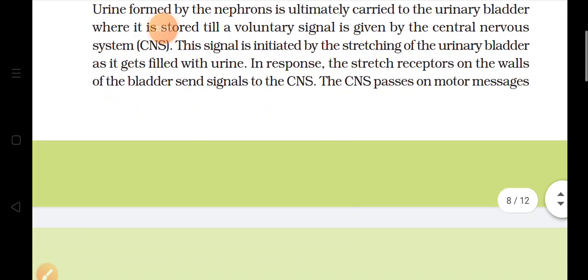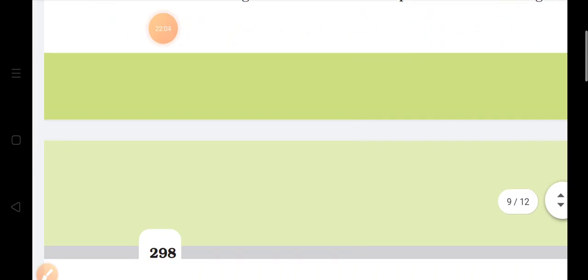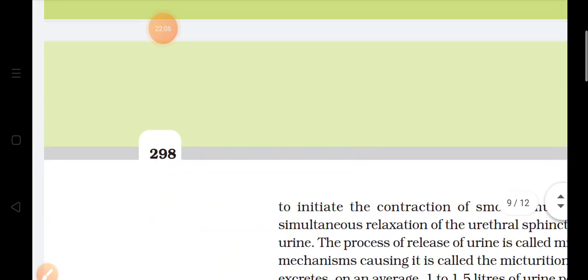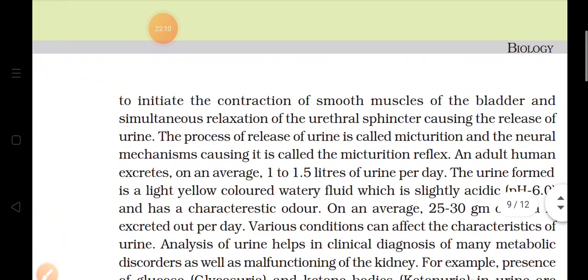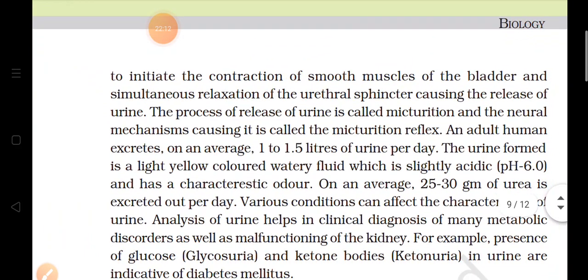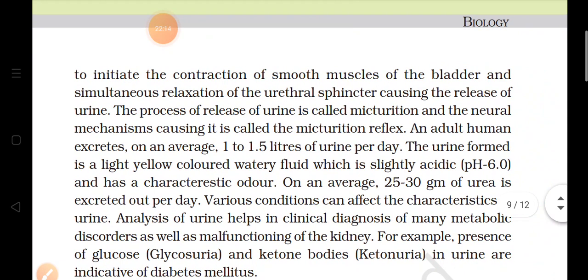I think it is clear to you that when the bladder is full, stretch is produced, and that stretch conveyed a message to the CNS. Now this CNS will lead to the contraction of smooth muscles of the bladder. The smooth muscles of the urinary bladder will get contracted, and there will be relaxation of the urethral sphincter. The sphincter is a valve, causing the release of the urine.